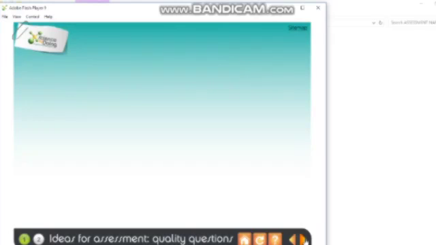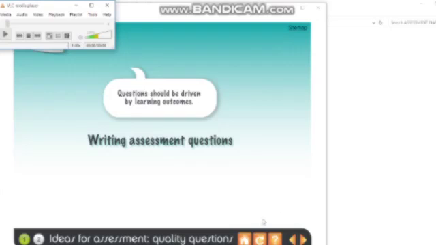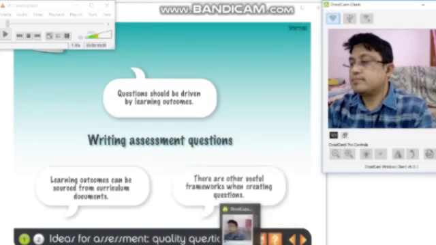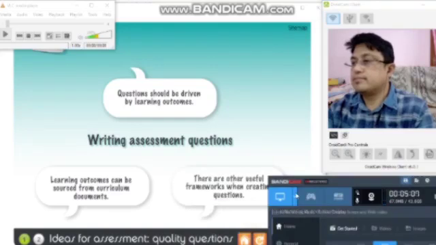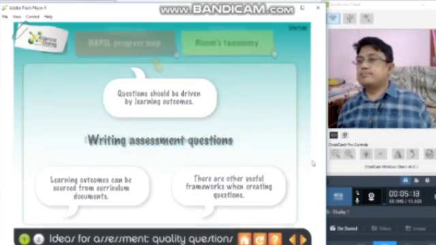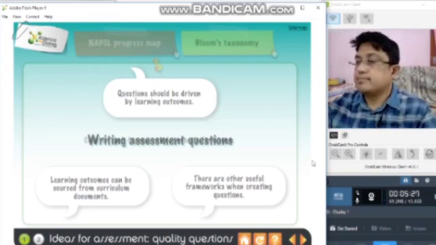Let's look at approaches to writing assessment questions. Question content should always be driven by the intended learning outcomes of a task. The learning outcomes can be sourced from curriculum documents. However, there are also some other frameworks that are useful when designing questions. Two very useful frameworks for science are the NAPLAN Progress Map and Bloom's Taxonomy. These tools are useful to guide you in developing assessment questions that target a range of learning outcomes, including higher order thinking skills and not only simple recall of facts.